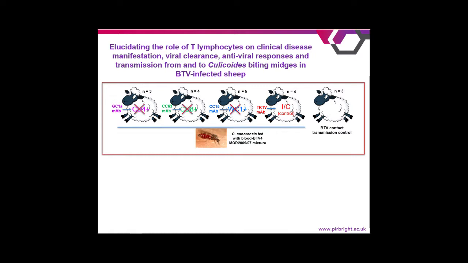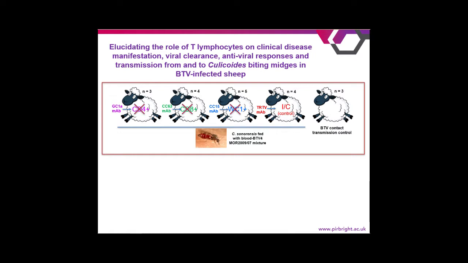We then use a natural in vivo infection model where we infect adult female Culicoides sonorensis and allow them to feed on a blood meal containing BTV4, which is our serotype of choice. Then once the extrinsic incubation period has happened and you get replication and dissemination of the virus through the midge, we allow them to feed on the sheep to establish infection.